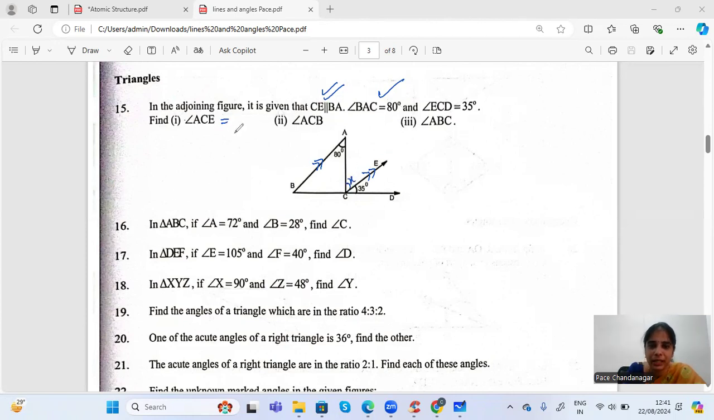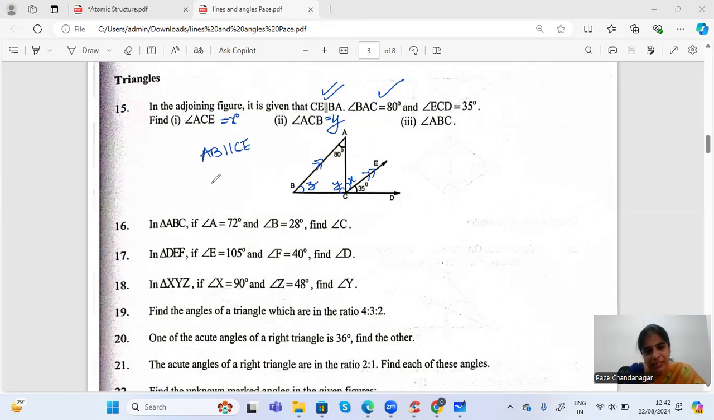Mark it with some angle X. Let me take X degrees. ACB, let me take some Y degrees. ACB is Y degrees, and ABC, that will be Z degrees, I will consider, right? Now think about it very carefully and figure out where your parallel lines are. Observe, AB is parallel to CE, which is given. So only these two are parallel.